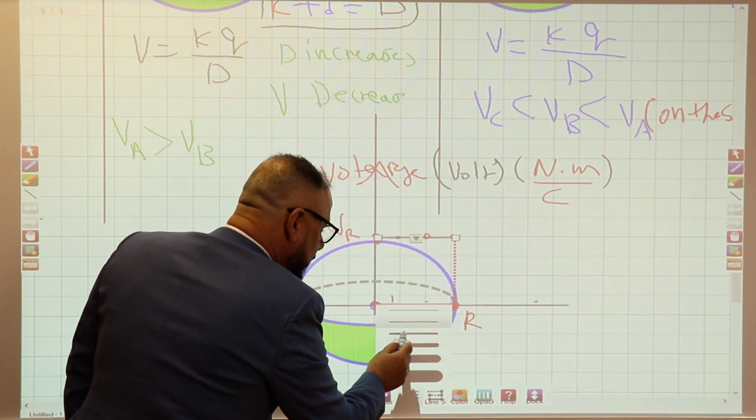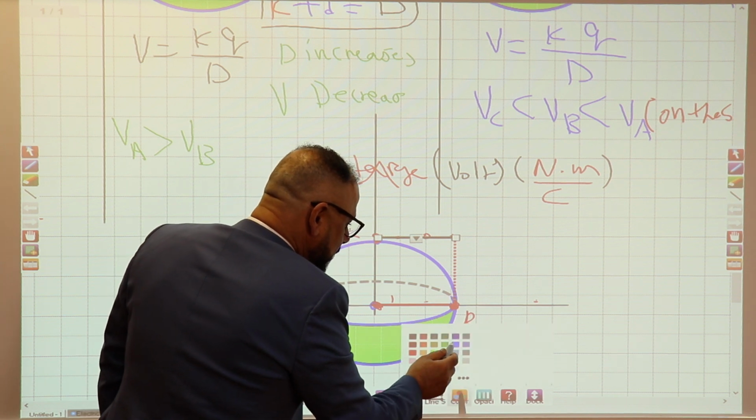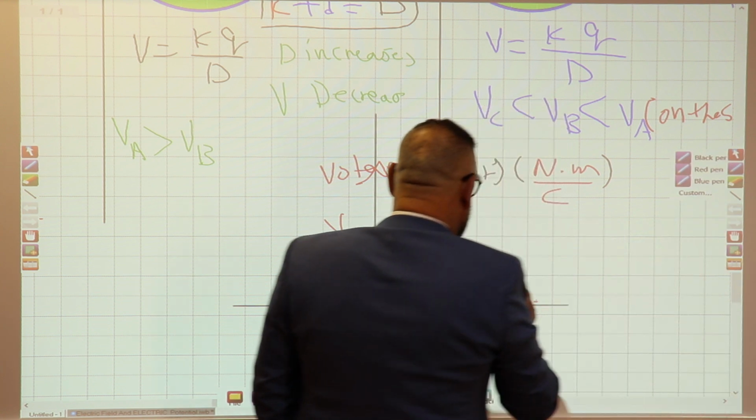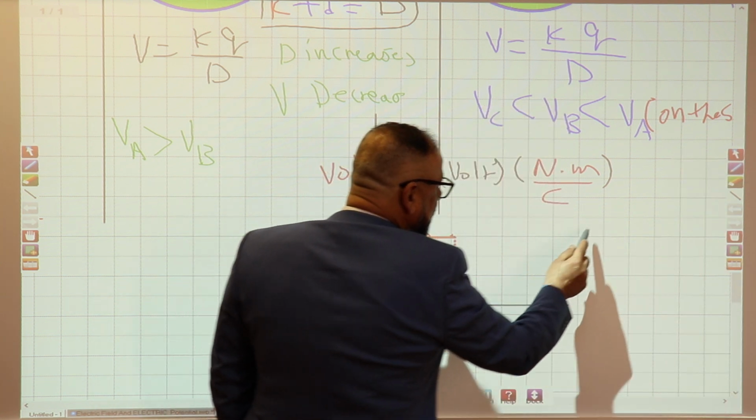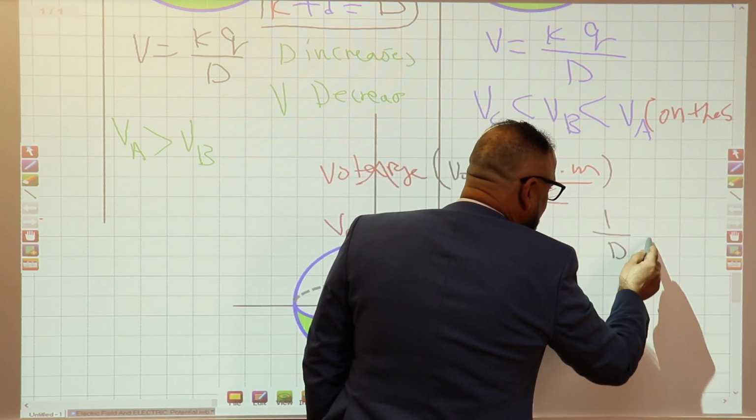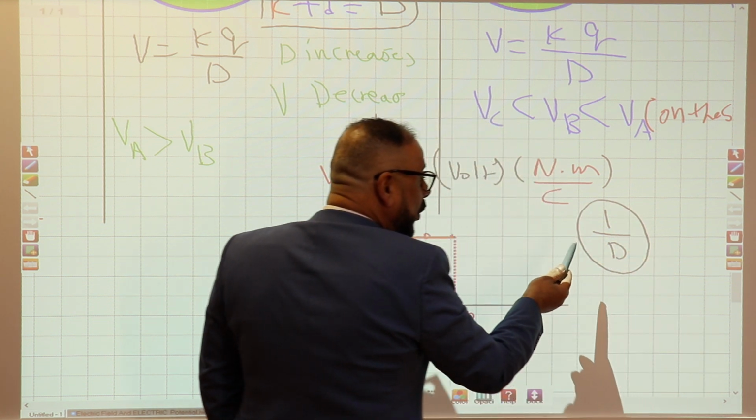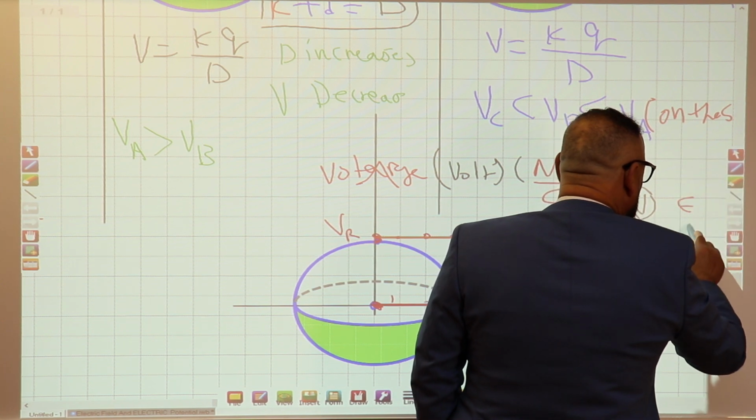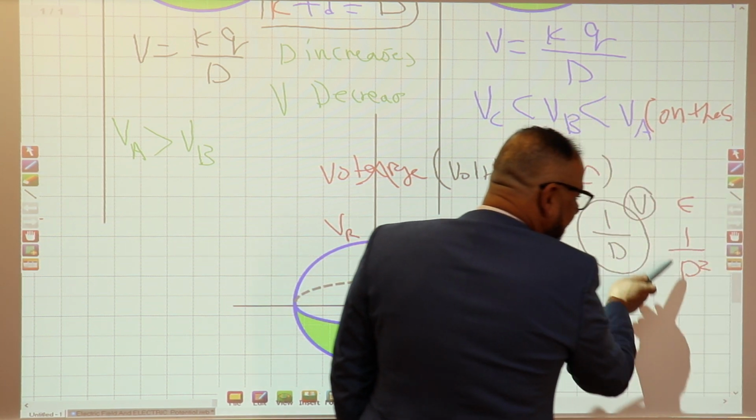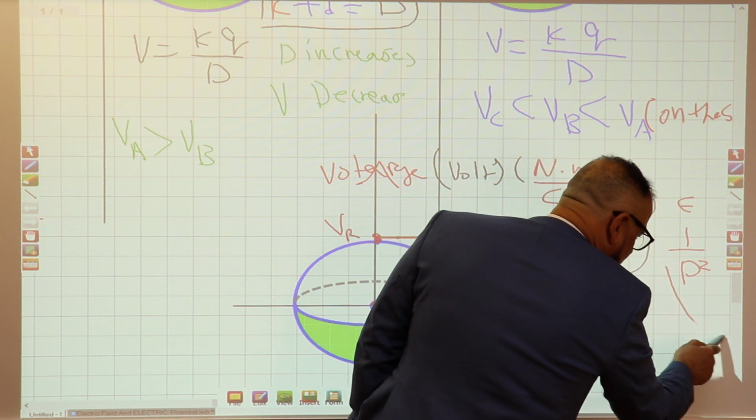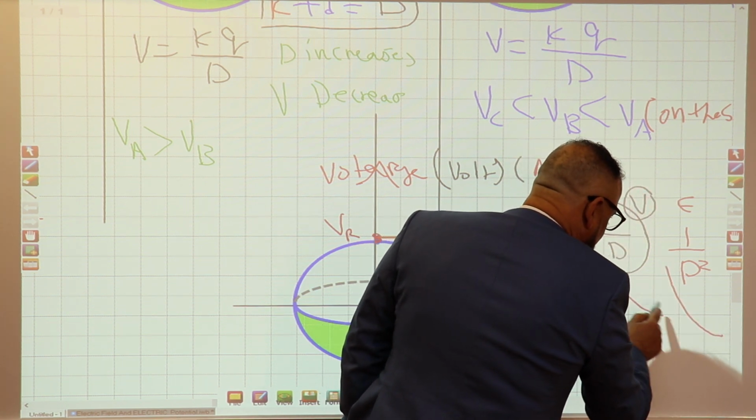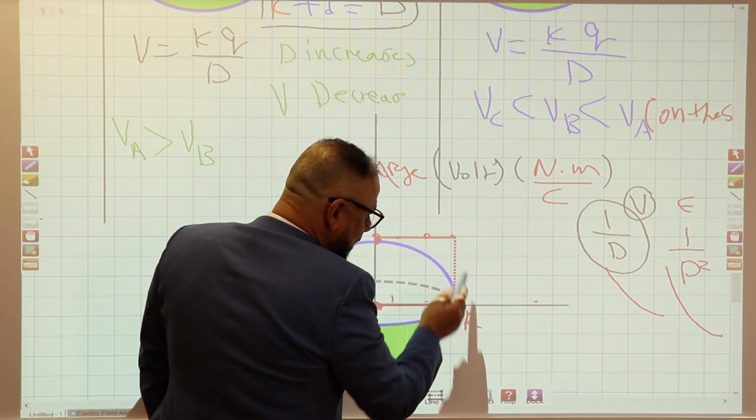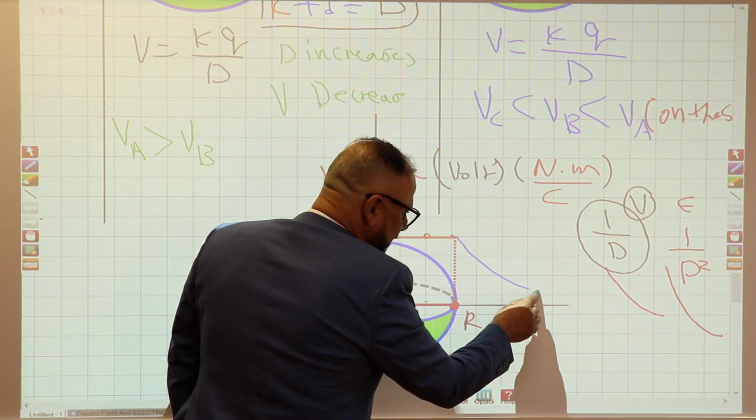Make it thicker, in this color. Then after that, it decreases, but it decreases following a rational function, 1 over D, for the voltage. For the electric field it was 1 over D squared. That one goes faster. Look here quickly. This one takes its time a little bit.